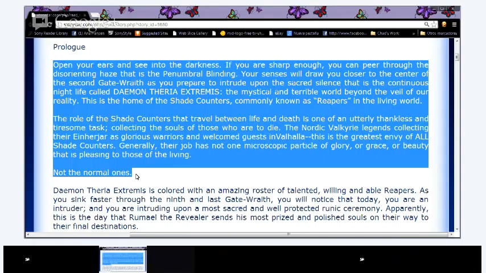This is the home of the shade counters, commonly known as reapers in the living world. The role of the shade counters that travel between life and death is one of an utterly thankless and tiresome task, collecting the souls of those who are to die. The Nordic Valkyrie legends collecting their Einherjar as glorious warriors and welcomed guests in Valhalla. This is the greatest envy of all shade counters. Generally, their job has not one microscopic particle of glory or grace or beauty that is pleasing to those of the living.